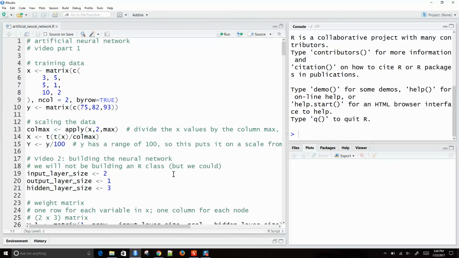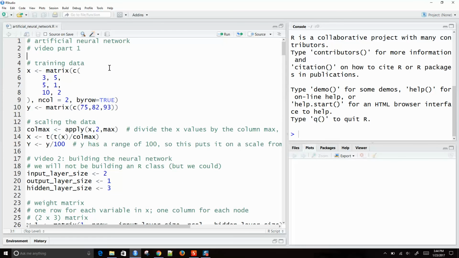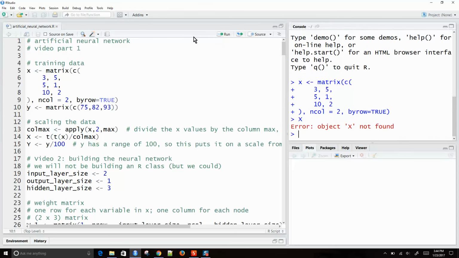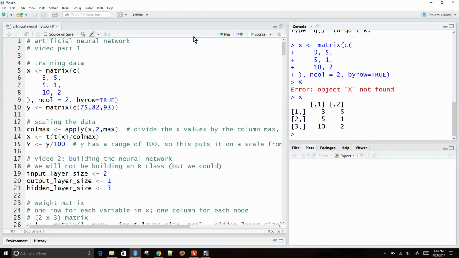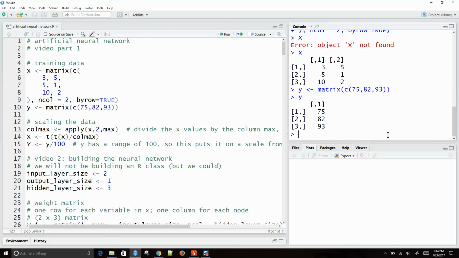All right. So when you open up that file, I'm just setting up our data here. So we have our X matrix. Oops. So our X matrix is currently 3 by 2. And then our Y is a 3 by 1. Okay, this is our output.